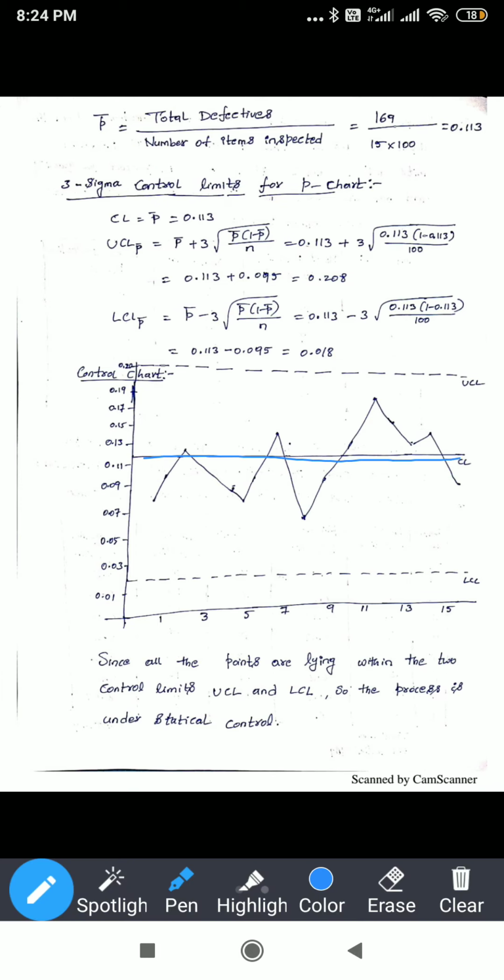Taking points like this, you have to draw the graph. Before drawing the graph, first draw the CL line. What is the CL line? 0.113, and the UCL line is 0.208, and the LCL line is 0.018. After that, plot the sample points for 1, 2, 3, and the fifth. So like this you have to plot the points.